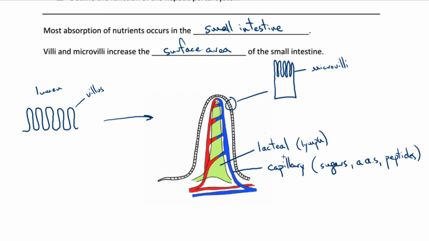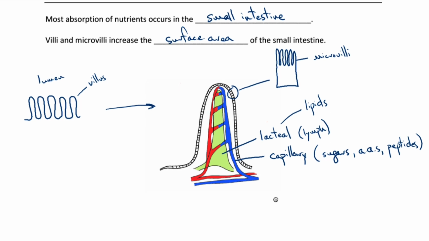In contrast, the lacteal is going to pick up lipids. Lipids are fat soluble, not water soluble, and so they're not going to be able to enter and be carried away in the blood. So they're carried away in the lacteals, in the lymphatic system, and then that lymphatic system rejoins with the blood later.